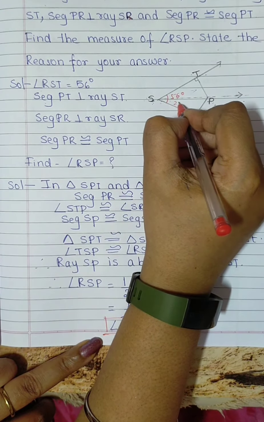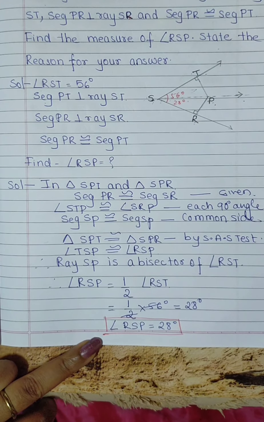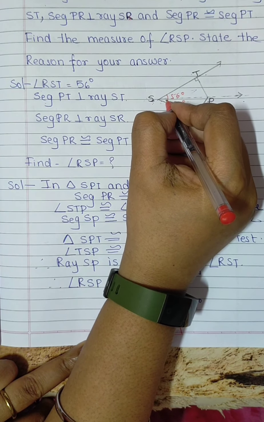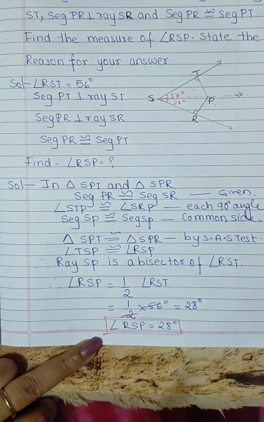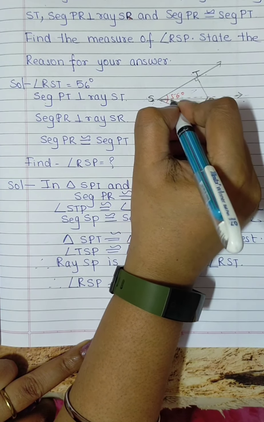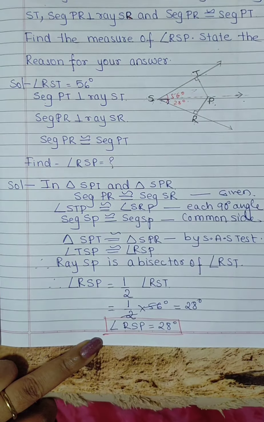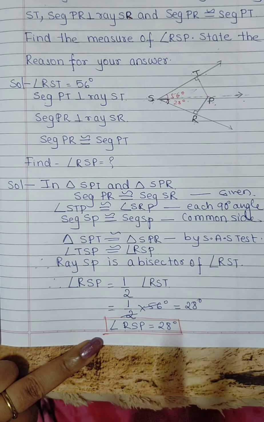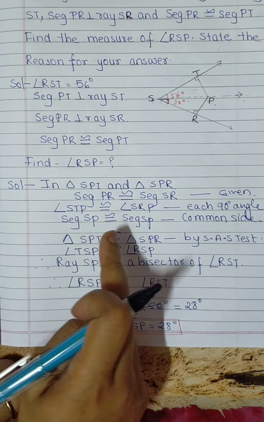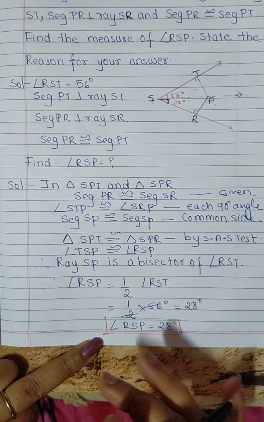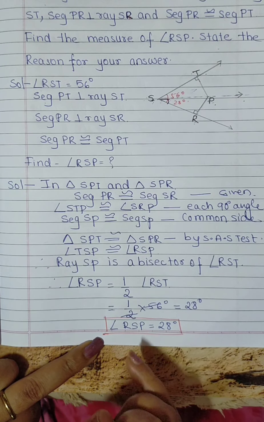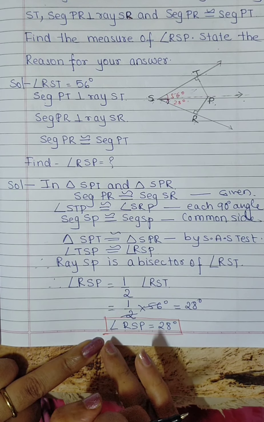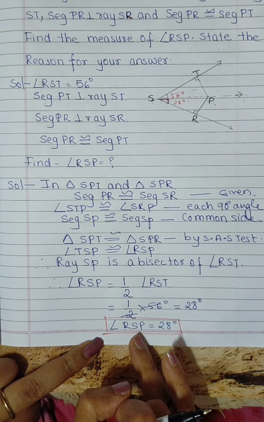So it will come 28 degree. Only this much of angle will come, 28 degree. I hope you understood. Follow the step. If you follow the step, your concept will be clear, how to show and how to find the angle RSP.